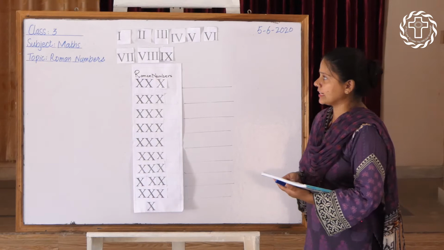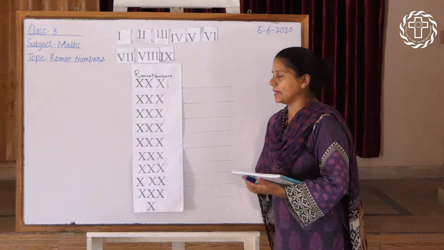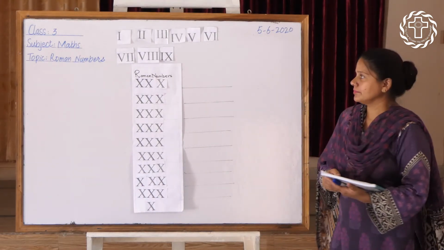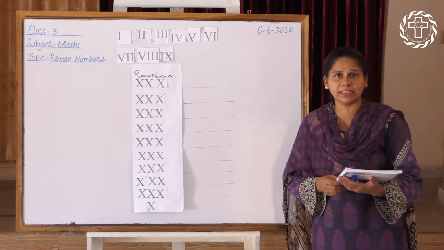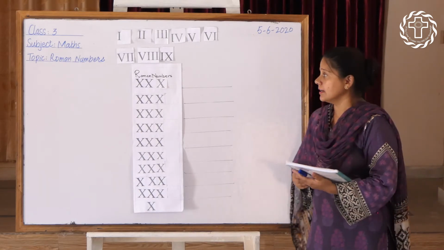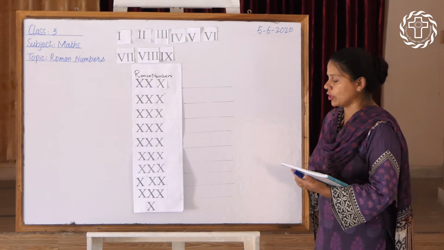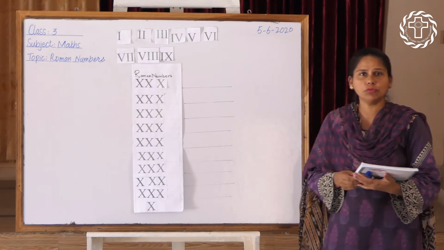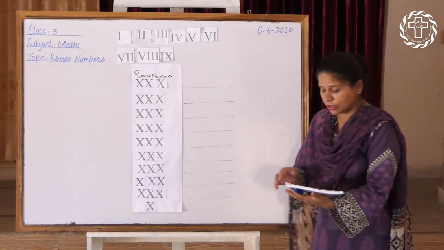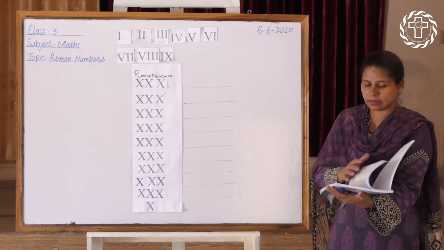Class 3, subject maths, topic Roman numbers. Yesterday we learned 1 to 20. Today we will learn 30 to 40. Open your book, page number 5.